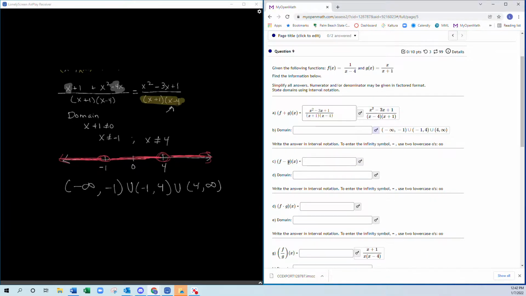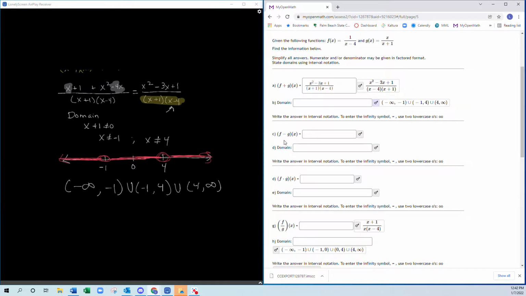We're going to go through and just take a look at the second one with the subtraction. It's fairly nearly the same thing. The only difference is going to be that there's a subtraction sign between the two functions, but the domain is going to end up being the same. I'm going to show you that next.